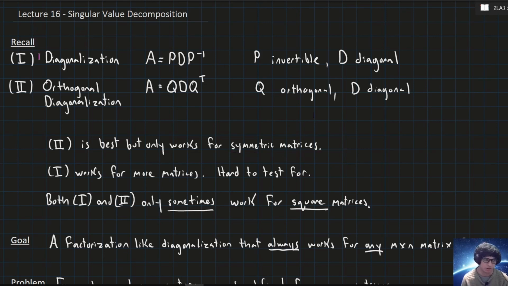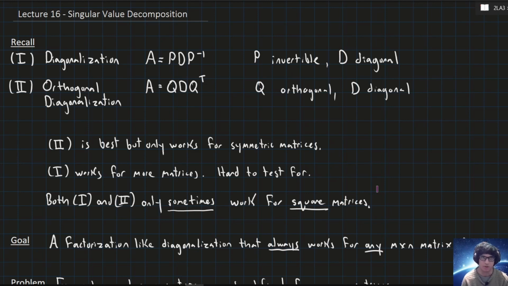So our more generalized diagonalization works for more matrices, okay? But it still only works for square matrices, okay? So in total, these two techniques are good, but it's really restricted in where it succeeds, right? It only sometimes works for square matrices, right? And there are a lot of square matrices it doesn't work for.